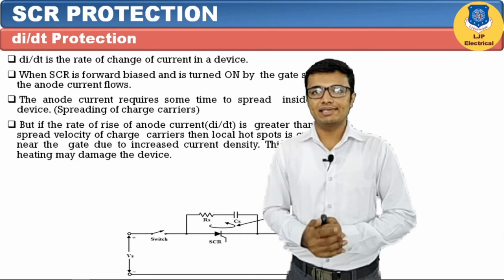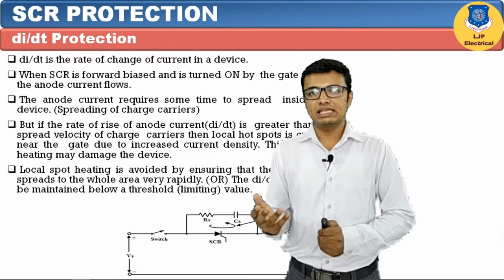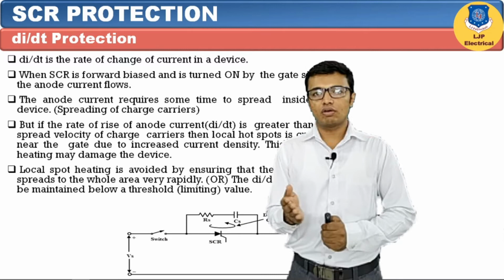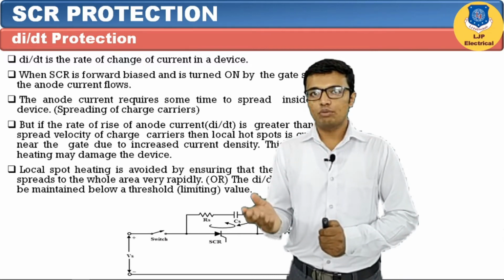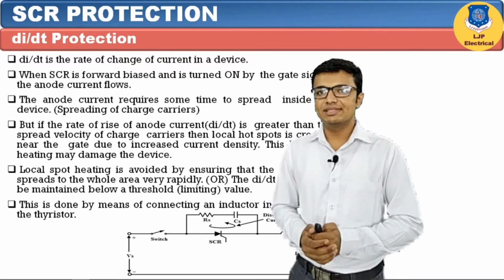It may damage the SCR, and to avoid this kind of heating we have to use an inductor in series with the SCR, because an inductor is a device which opposes the rise or fall of current. So by using an inductor in series with the SCR, we can provide di/dt protection. For that we have connected one inductor in series with the SCR.